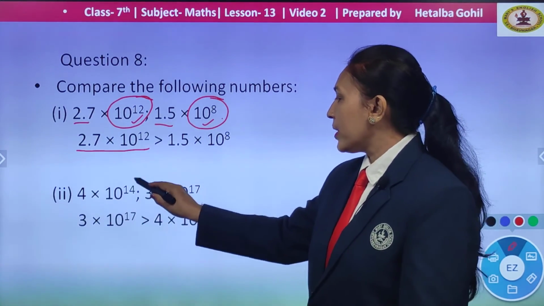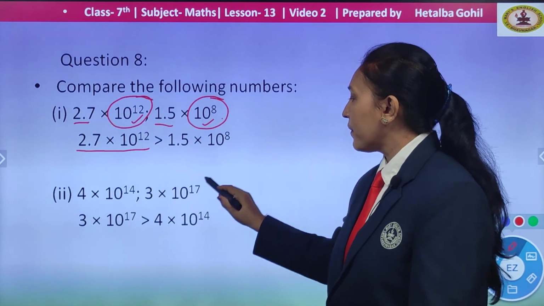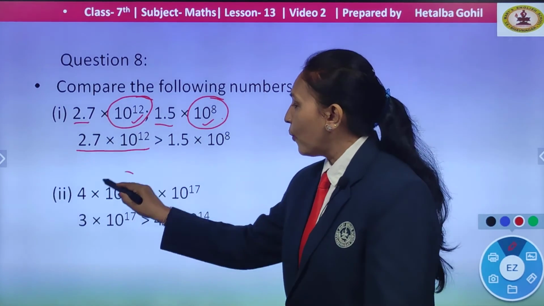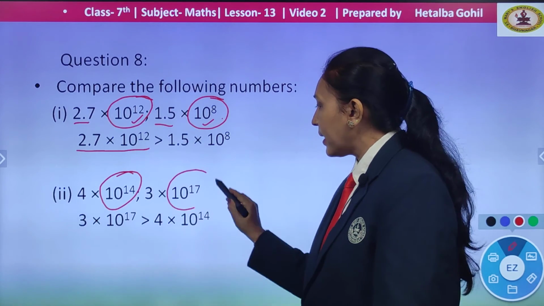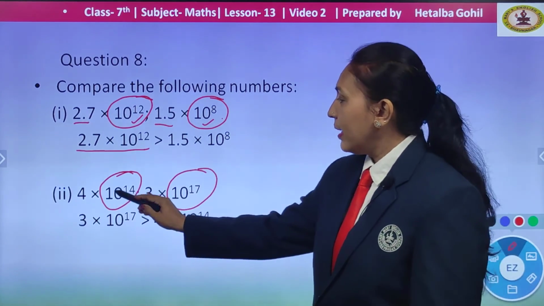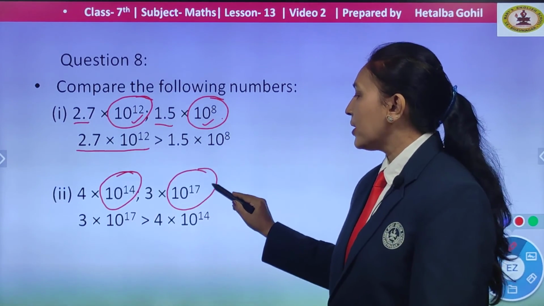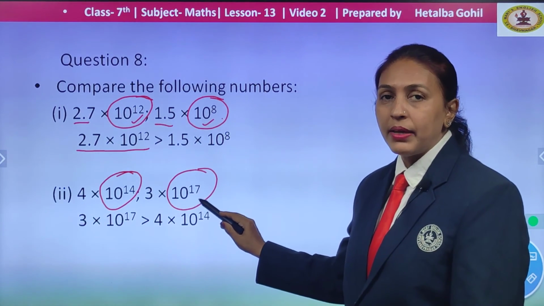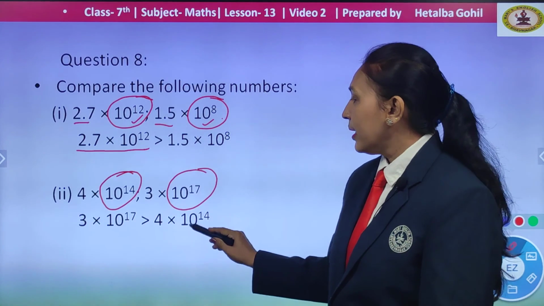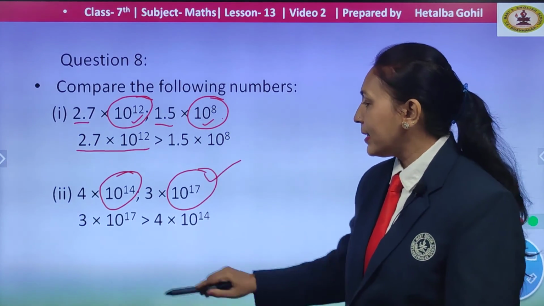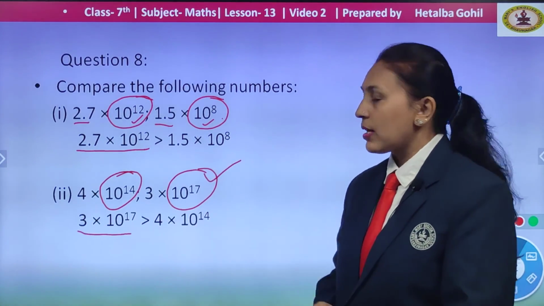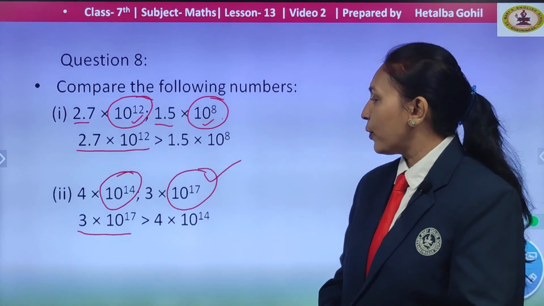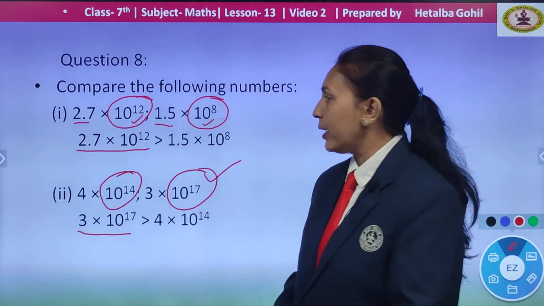4 into 10 raised to 14 and 3 into 10 raised to 17. As I told you, only focus on the powers of base 10, where 10 raised to 14 and 10 raised to 17, that means 17 zeros. The number here will have 17 zeros, that means 3 into 10 raised to 17 will be greater than 4 into 10 raised to 14 over there.